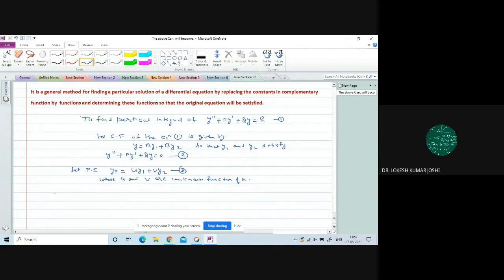Differentiating equation 3 with respect to x, we get y dash equals to u y1 dash plus u dash y1 plus v y2 dash plus v dash y2.